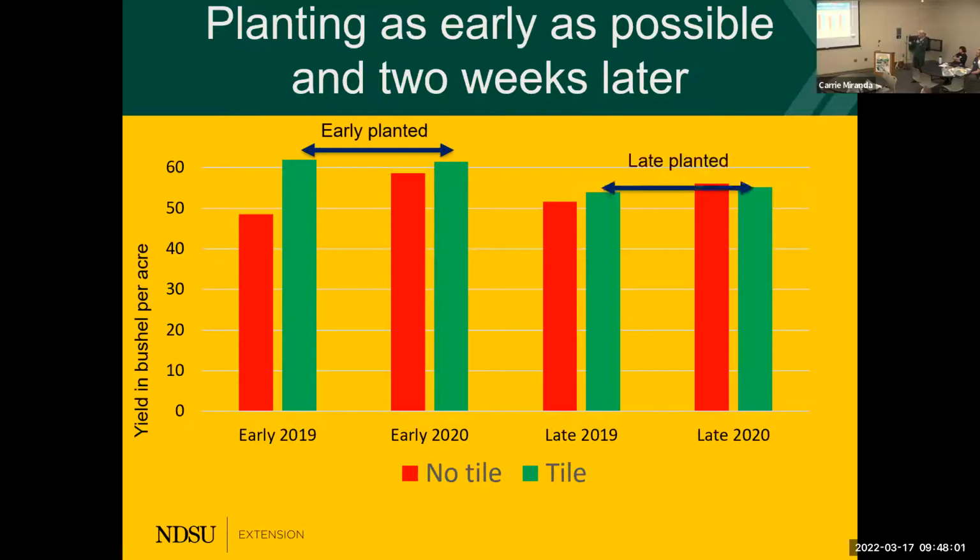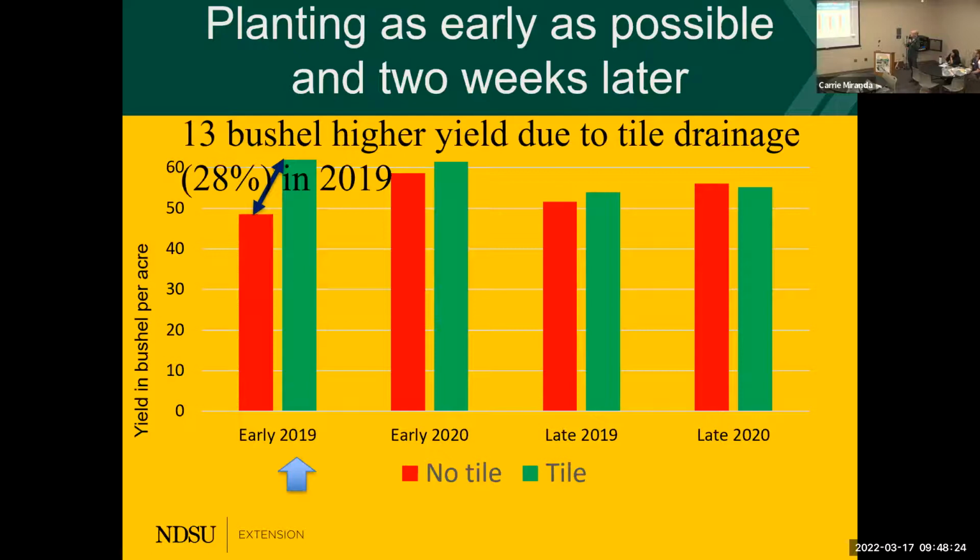If we planted later, that yield level was lower. So in other words, I planted 2 weeks earlier, all the levels of the yields were higher. So why I'm stressing this is because if you look at early planting and you look at the difference between no tile and tile, so you go as early as you can, now you see a big difference. And in that case, you saw a 28% difference in yield because we could go earlier planting and have more benefit of that tile.